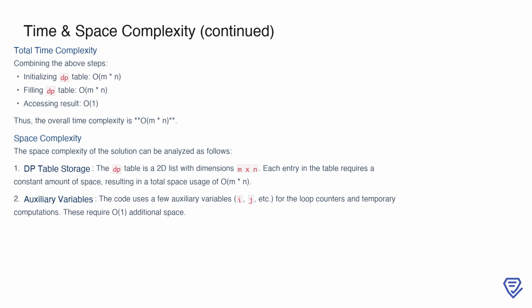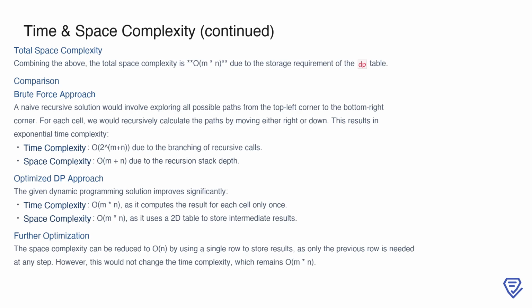For the space complexity, the primary consideration is the storage of the dp table. Since it is a 2D list with dimensions m x n, and each entry occupies a constant amount of space, the total space usage for the table is O(m*n). Additionally, the solution uses a few auxiliary variables, such as loop counters, which require only O(1) space. These variables do not significantly affect the overall space complexity. When we combine these elements, the total space complexity is O(m*n), dominated by the dp table.